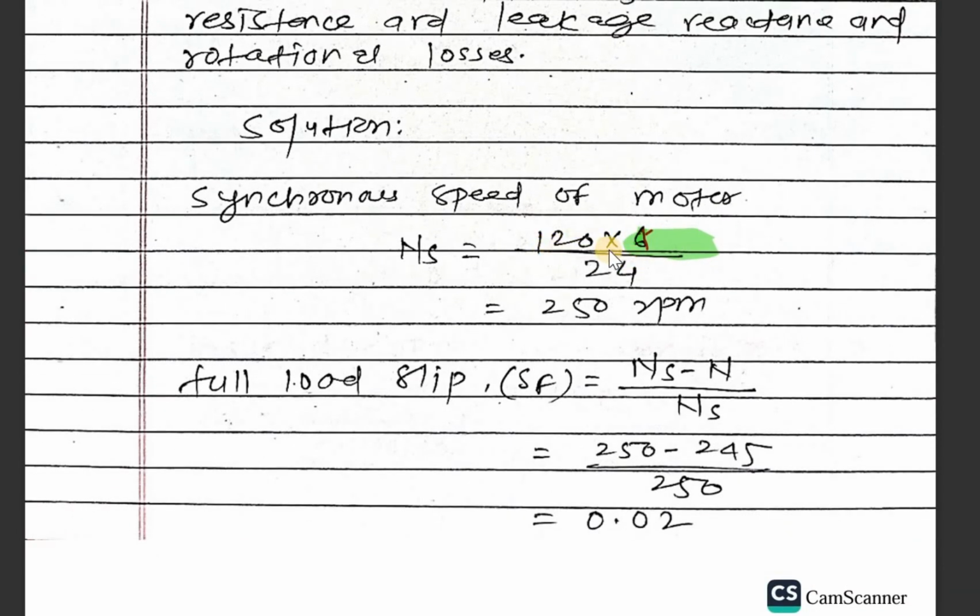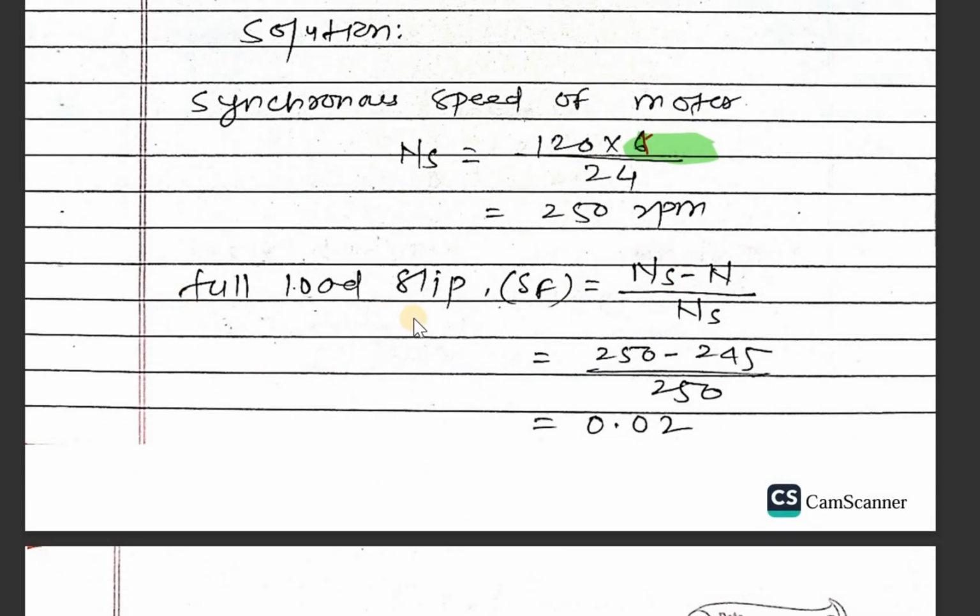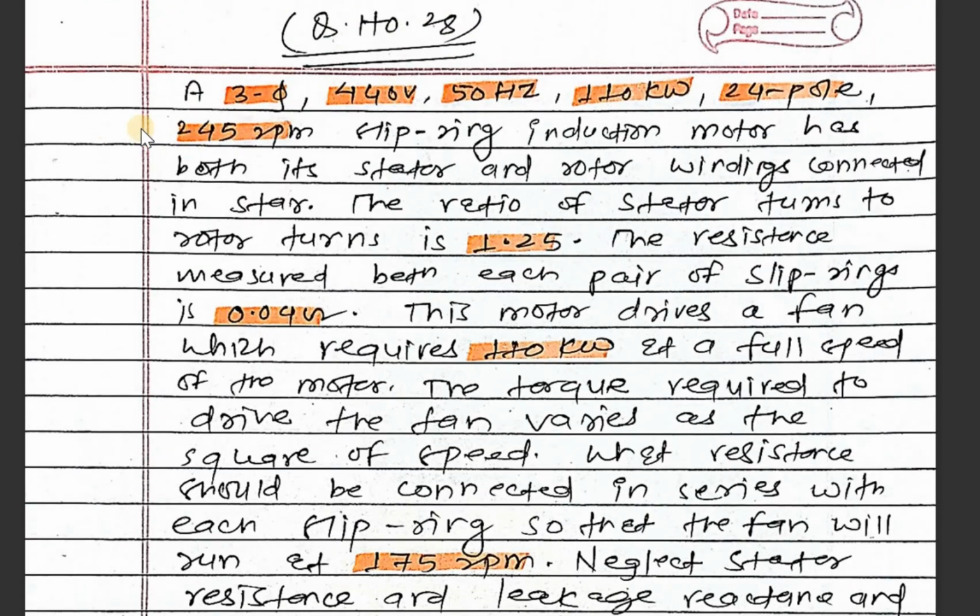And we know full load slip equals Ns minus N upon Ns. So 250 minus 245 upon 250 is 0.02. We already found 250, and 245 is given. Then the slip is 0.02.